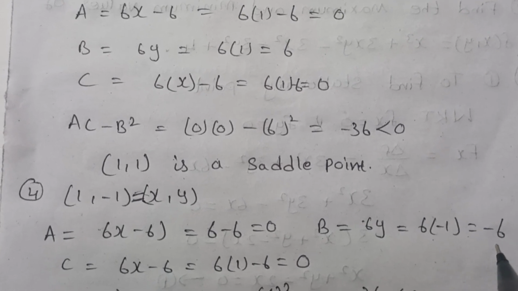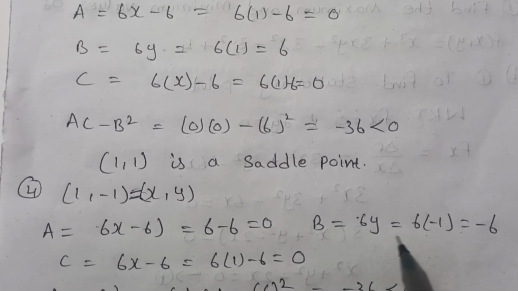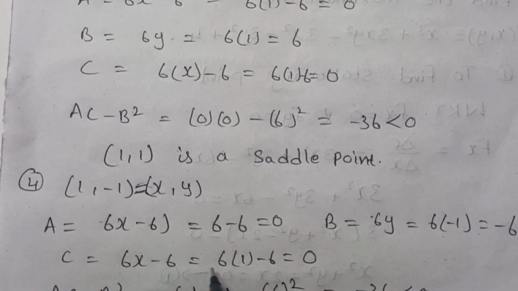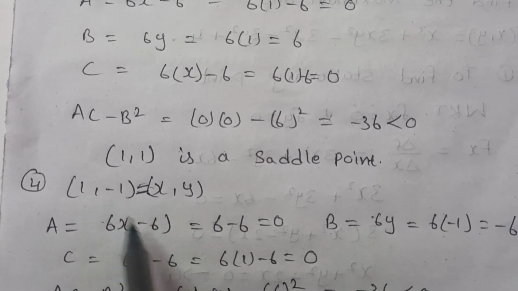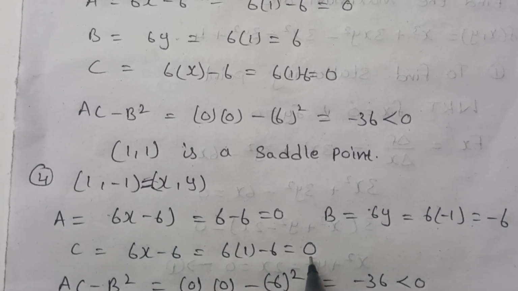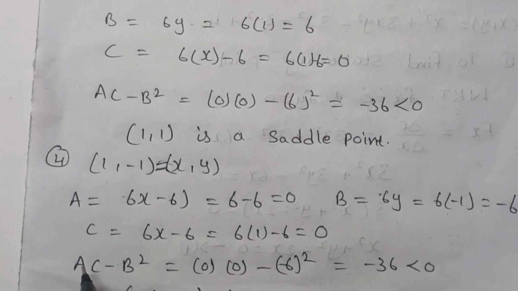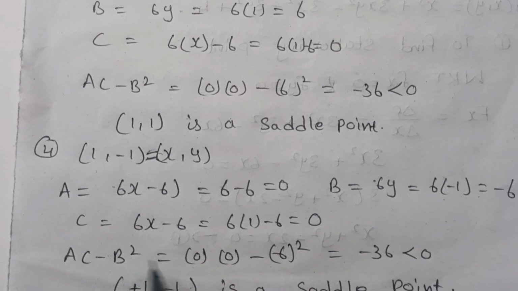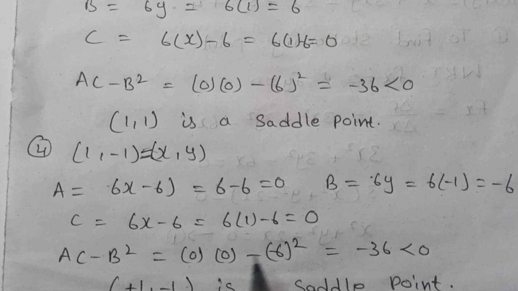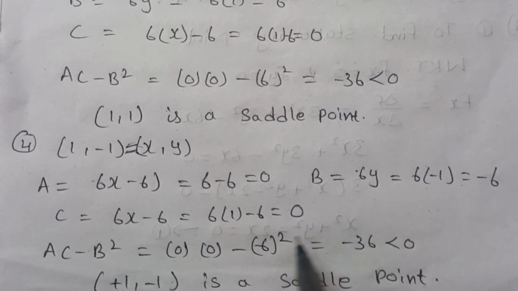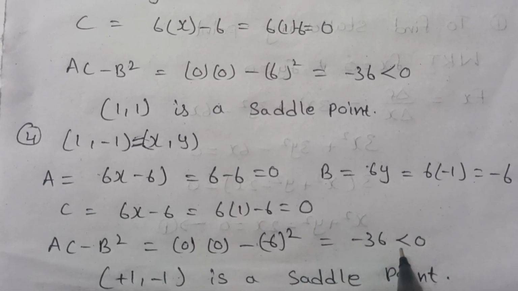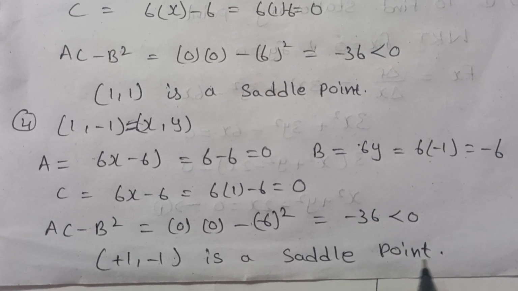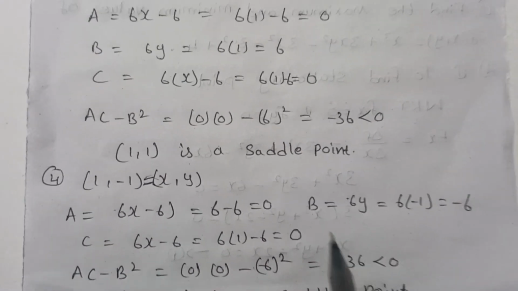Let's find the C value. C is 6x minus 6. We are placing 1 in the x place, so 6 of 1 minus 6 equal to 0. So we have all the A, B, C values, and we place them in the AC minus B square formula. So 0 into 0, because the A value is 0 and the C value is 0, minus B value, which is minus 6, so minus 6 whole square is equal to minus 36. It is less than 0. Here AC minus B square is less than 0, so it is a saddle point.